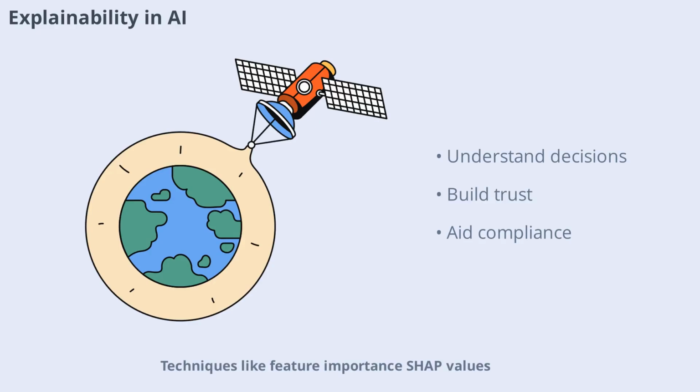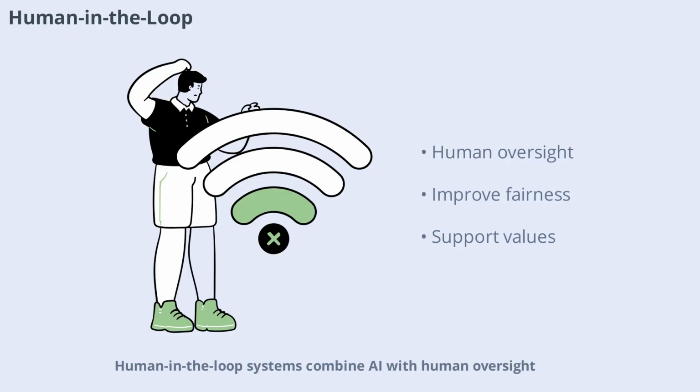Techniques like feature importance, SHAP values, and LIME help explain why a model made a certain prediction. Explainable AI is essential for trust, compliance, and ethical use. Human-in-the-loop systems combine AI with human oversight. Humans review and approve model decisions, especially in high-stakes scenarios. This approach helps catch errors, improve fairness, and ensure that AI supports human values.